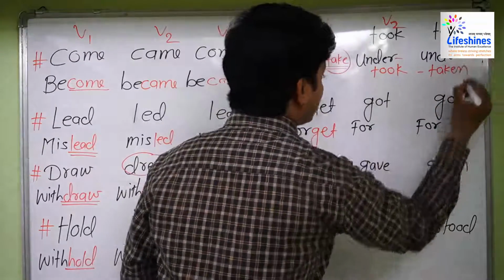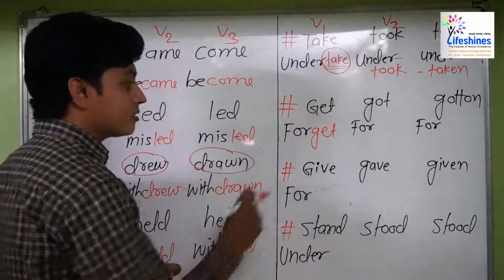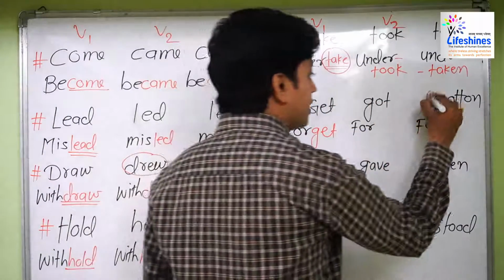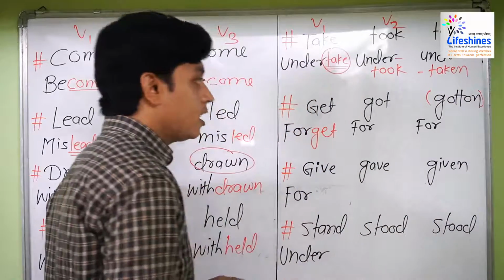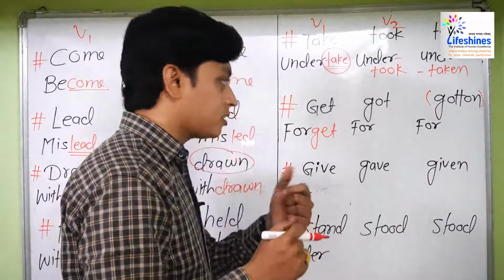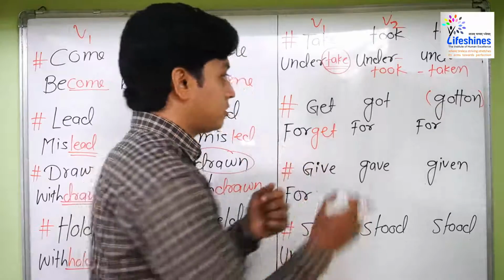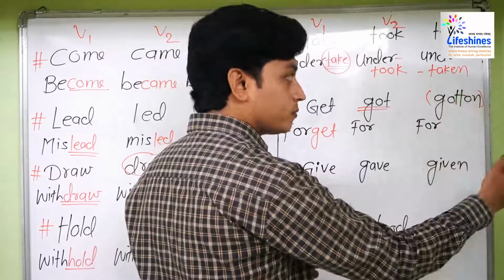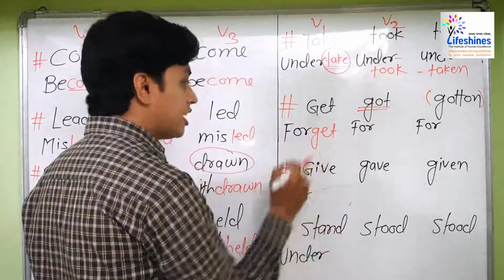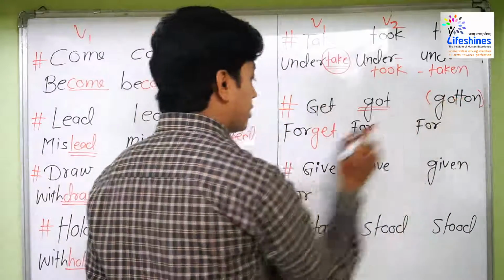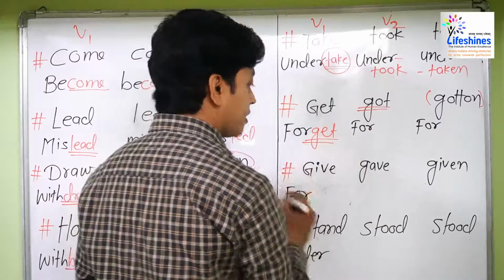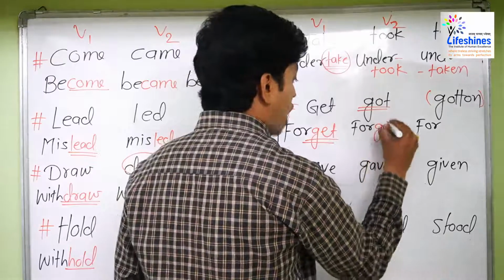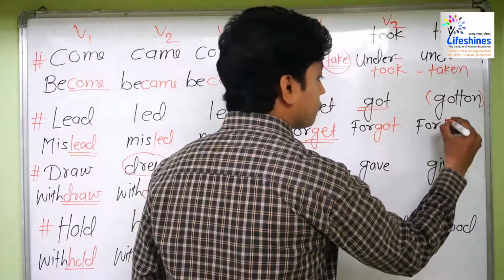That's quite easy, guys. Now talking about the next, that is get, got, gotten. Guys, I have deliberately written this gotten. The third form of get would also remain got as the second form, but you can write gotten too. There is no problem with that. So the same way, get, got, gotten. In forget there is get, and obviously you can form the second and third form. Forget, forgot, and forgotten.